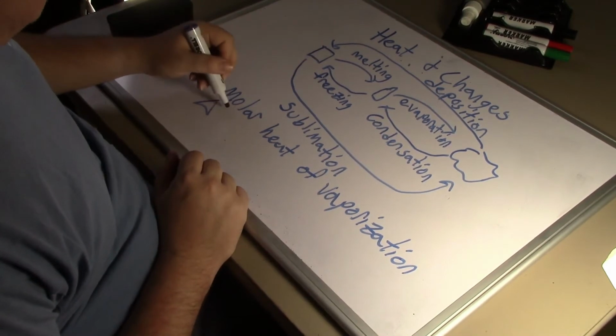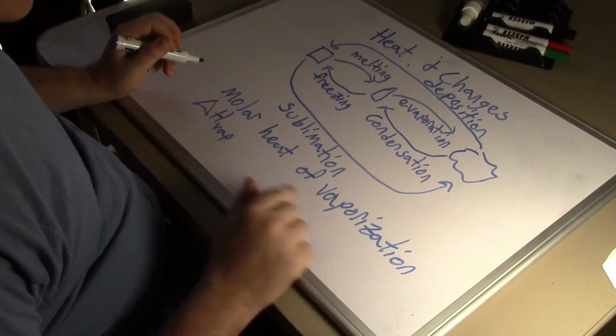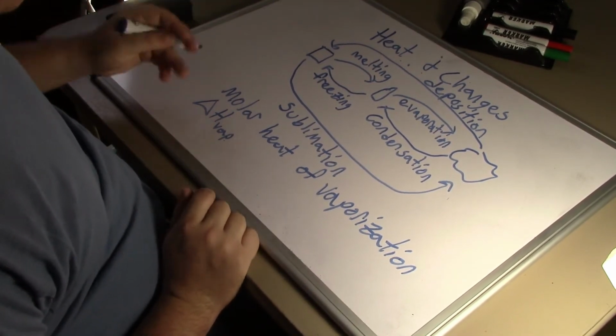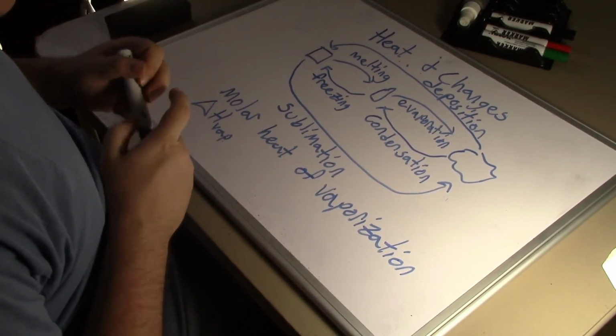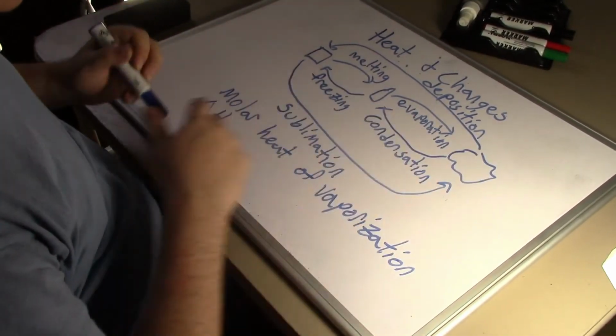It's going to be represented by delta H with the subscript VAP, vaporization. And that is the amount of heat needed for 1 mole of substance to go from a liquid to a gas.